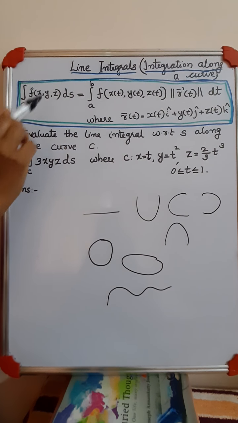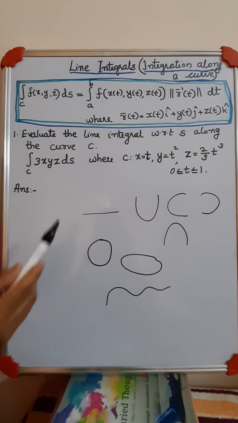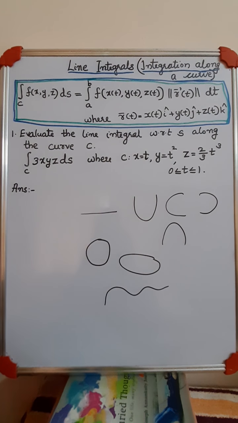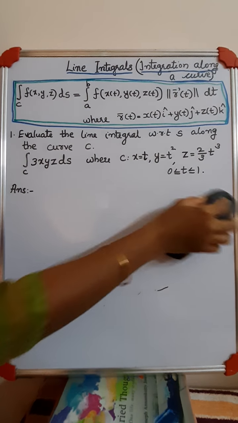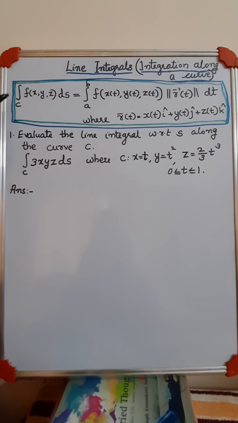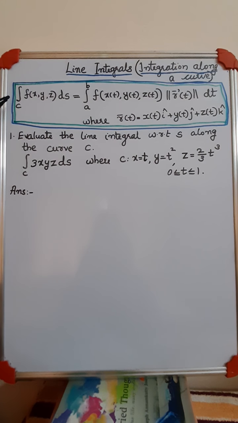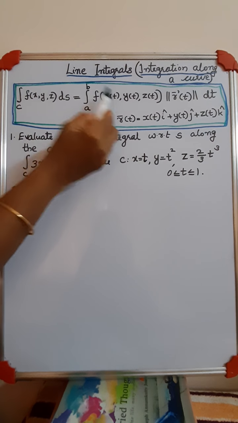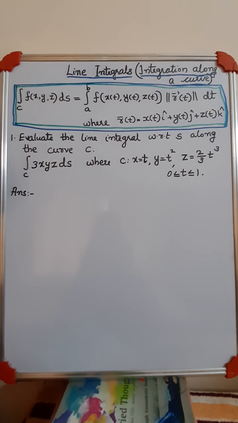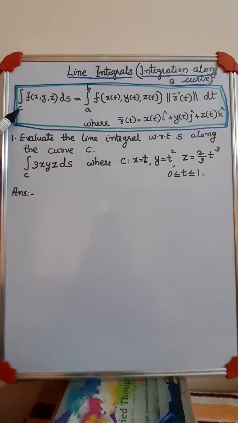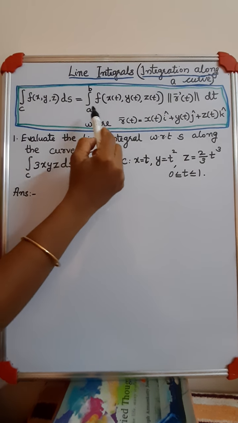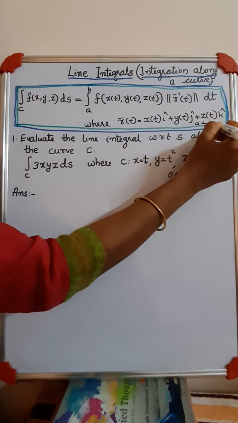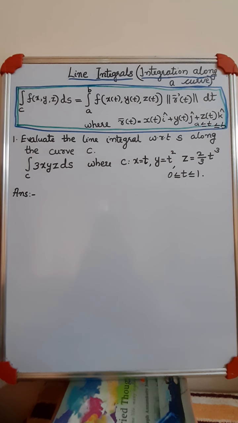We are going to integrate a function f of x, y, z along this curve. Let us consider integral over C f of x, y, z ds. We are going to evaluate a function f of x, y, z where x is a function x of t, y of t and z of t. They are the parameterized form and C is the curve. In the case of parametric curve r of t, where t varies from a less than or equal to t less than or equal to b, the limit of t is from a to b.